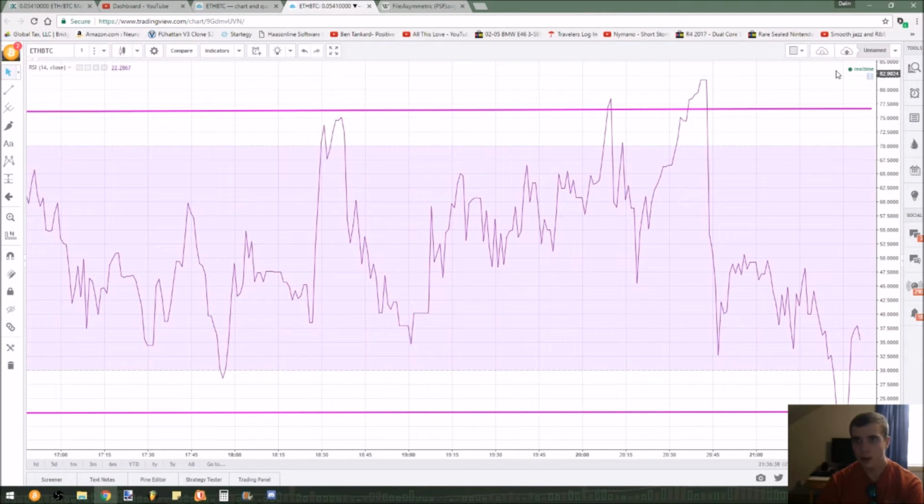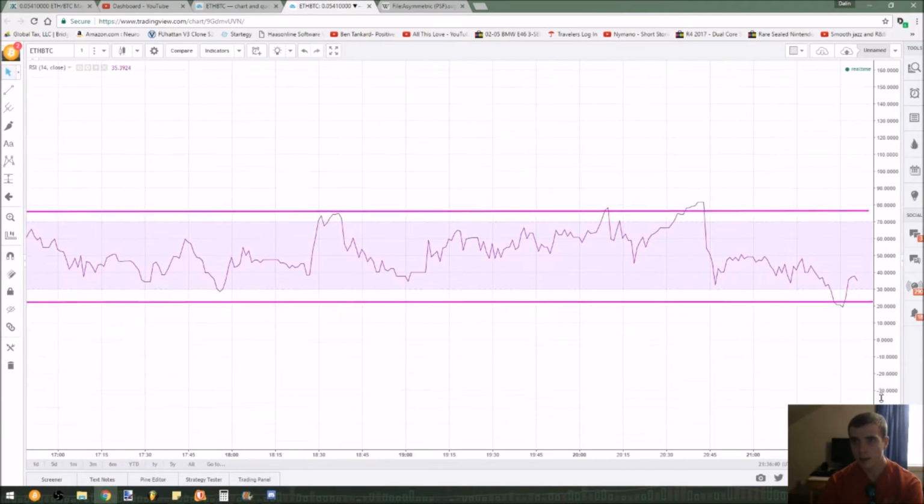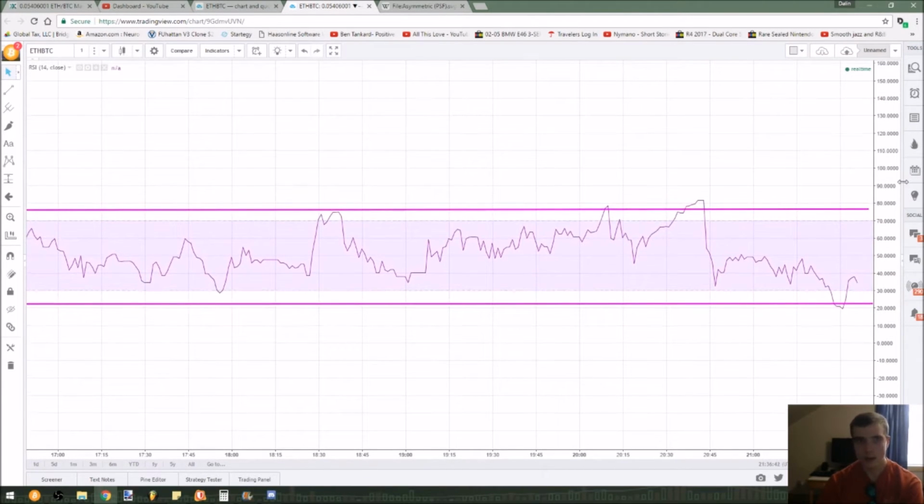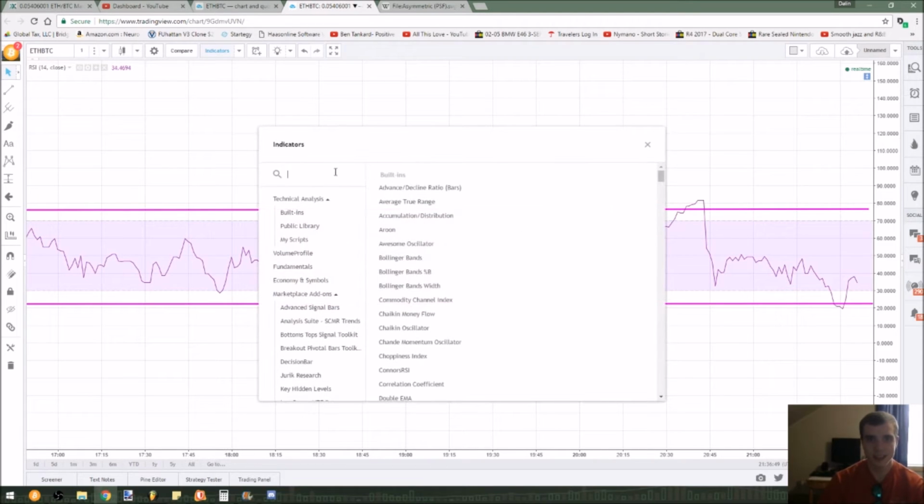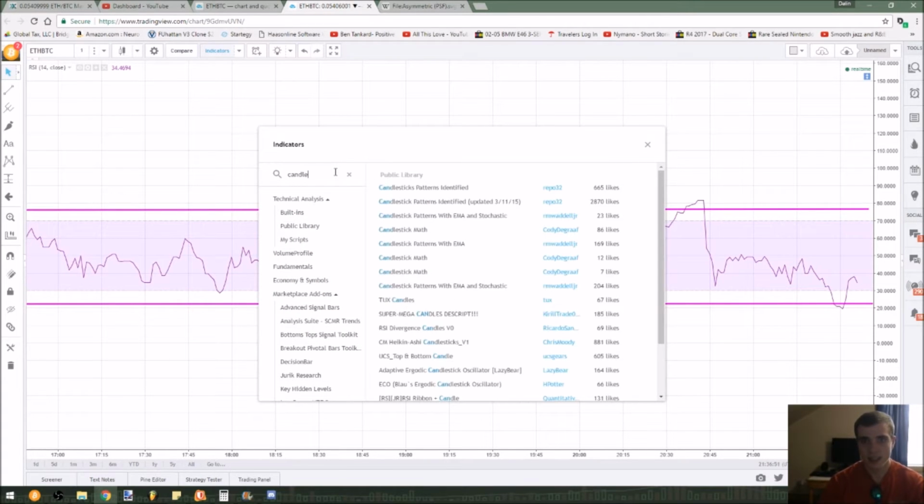Time scale. How do I get this? So this isn't the only thing here. How did I manage that? Indicators, candlesticks. Did I delete the candlesticks?